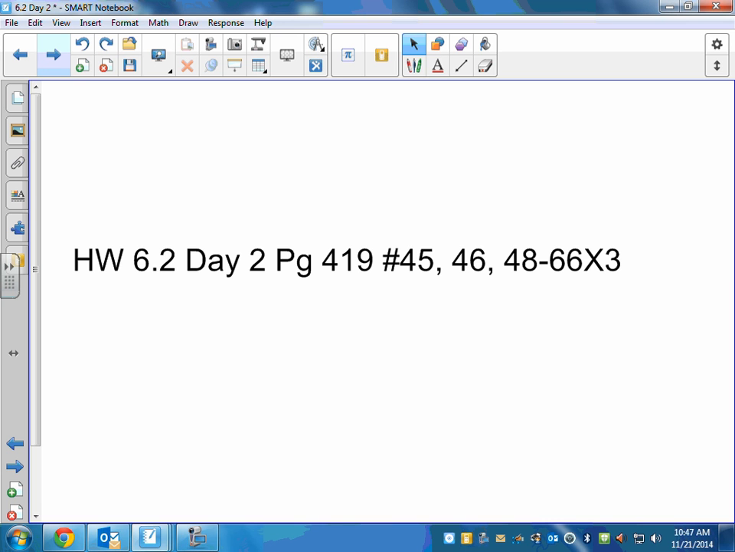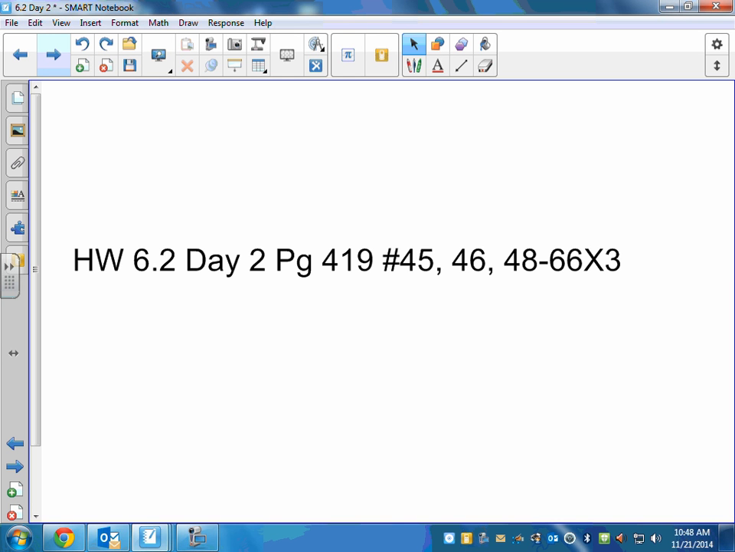45 is the one where you have to kind of flip it over the line. You can just sketch the graph. And 46. And then 48 through 60 is where you're finding the inverse and sketching the graph. Those are not bad ones.